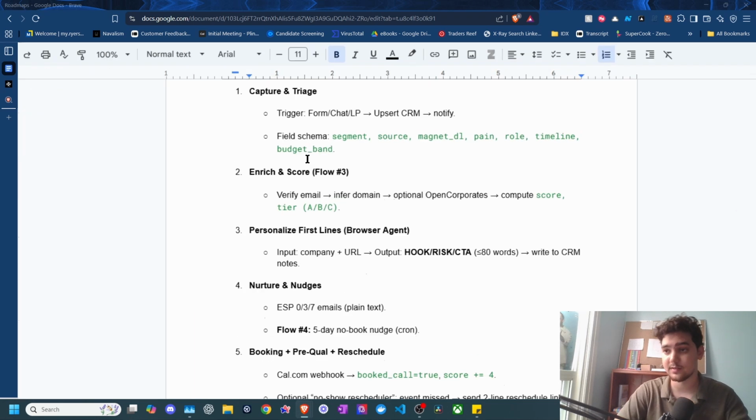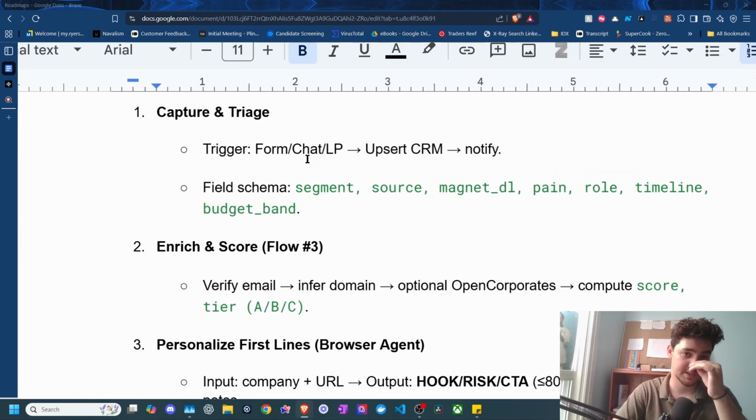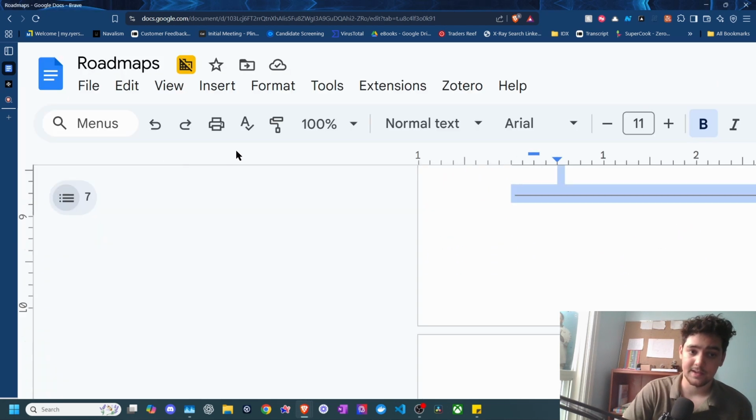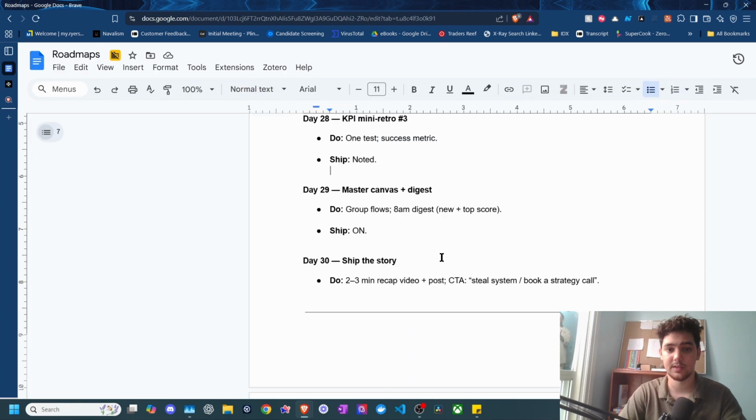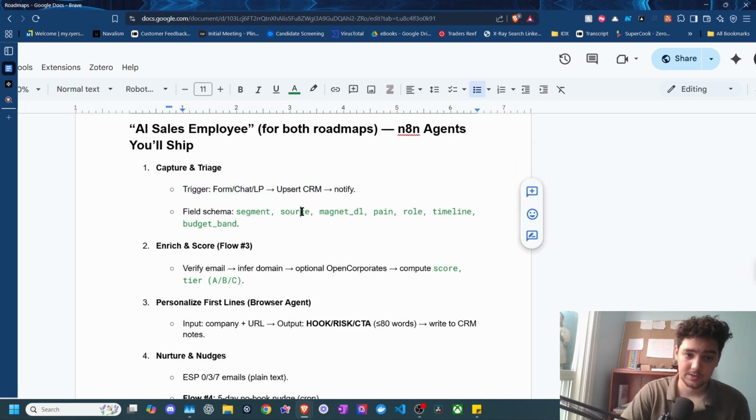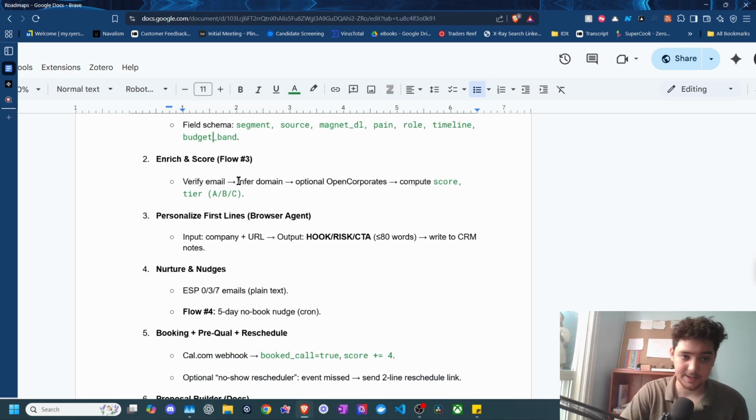So with SDRs, sales development reps, business development reps, anyone that's actively pushing people to the market, they focus on a few different pieces, right? Being able to capture and triage well is really a muscle of marketing. When people come in and they're interested, how do we actively engage with them? Push them to the CRM, right? How do we notify the people relevant to it in terms of segment, source, pain, role, timeline, and budget, getting a good gauge of that?